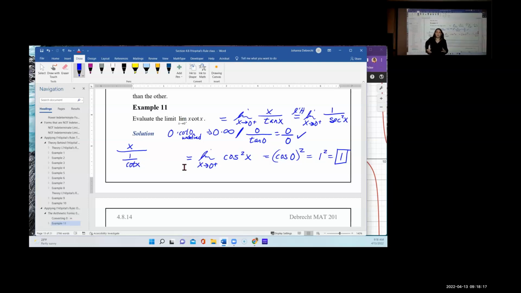So our strategy is to get it into a fractional form, whether we divide by the reciprocal of one of the factors or whether we use the definition from trigonometry to convert one of them into a fraction. However we do it, it has to be in fractional form because our basic forms are 0 over 0 and infinity over infinity.